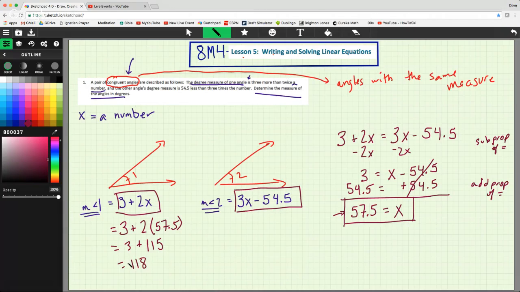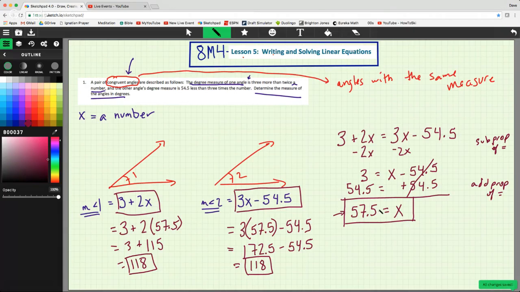So that's 118. Now, I'm hoping that this equals 118. If I did all my math, it is, but let's just make sure. 3 times 57.5 minus 54.5. That better be equal to 118. So 3 times 57.5, if you do the math, that's 172.5 minus 54.5. And if you do that math, you come up with the correct answer of 118. So I found my 2 congruent angles.